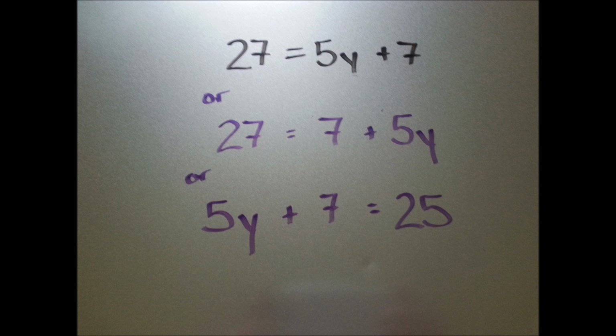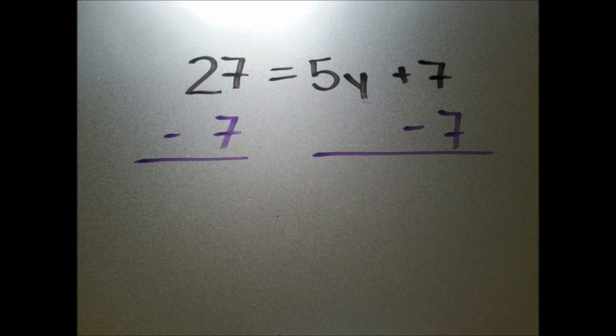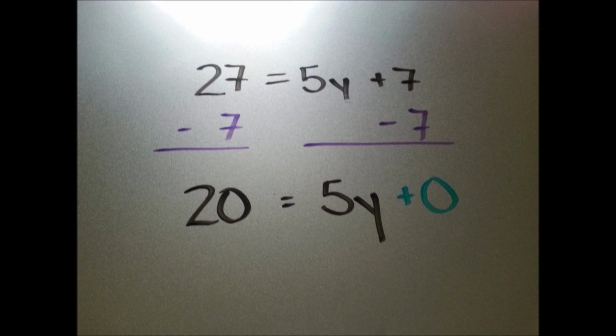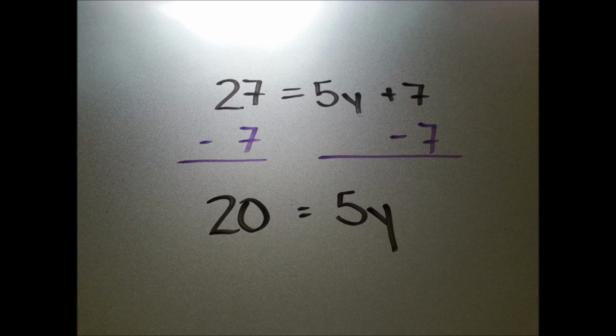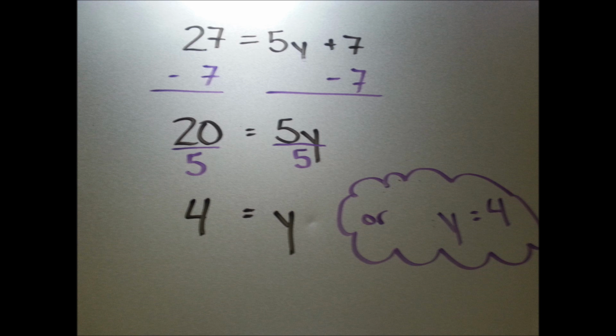So when we build this equation, we start with y, multiply it by 5, and add 7. In order to solve, we're going to have to undo the adding and then undo the multiplying. So let's subtract 7 from each side of the equation. Again, we don't have to show the 0 that's left if we don't want to. We're going to divide each side of the equation by 5 and end up finding out that 4 must be equal to y.